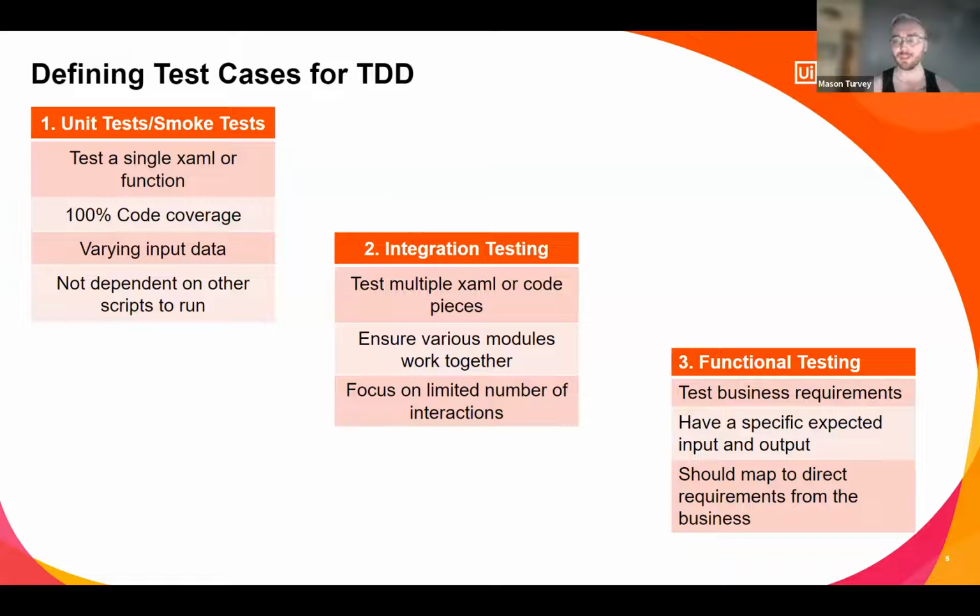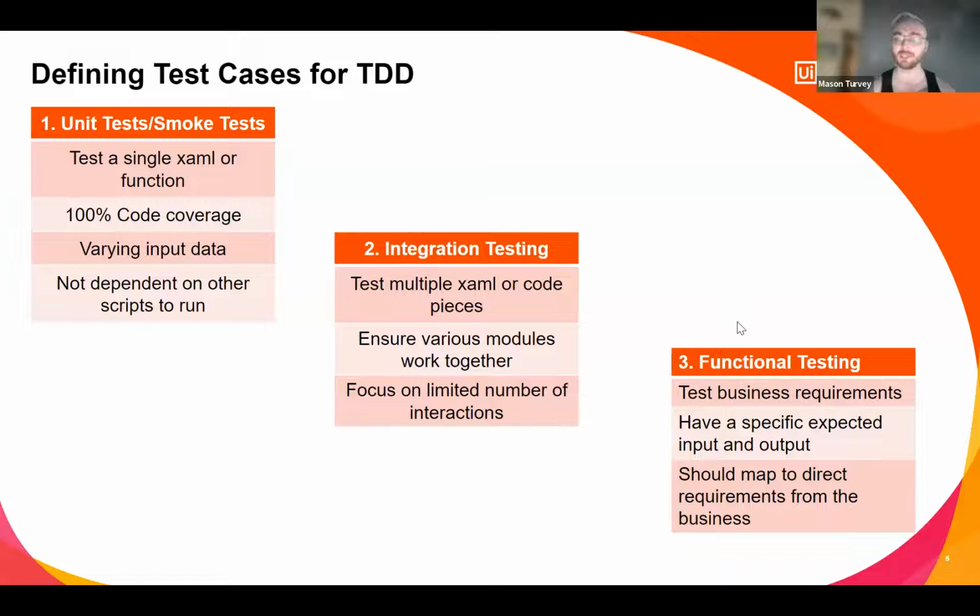And you want to focus on a limited number of interactions. So you don't want it to get too complicated, because otherwise then you're just running the full process. And then this third one, this is where your business requirements come in. This is our functional testing. So this is where we're specifically looking at what the business is expecting. So they're going to give you probably a sample input, and what they're expecting as output. And you've got to go in and verify that the process is indeed doing exactly what they're talking about.